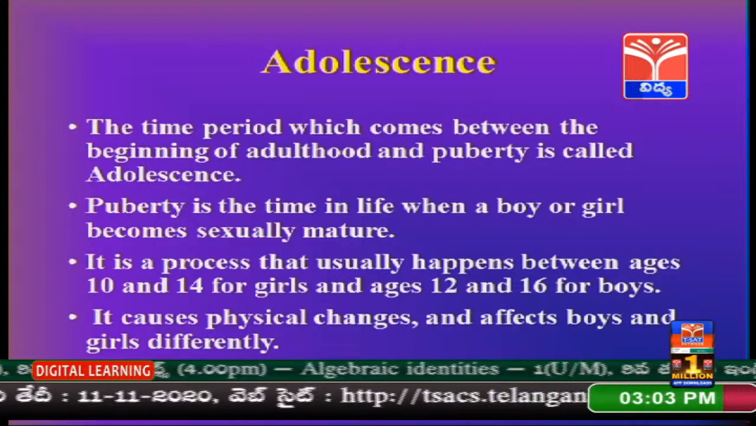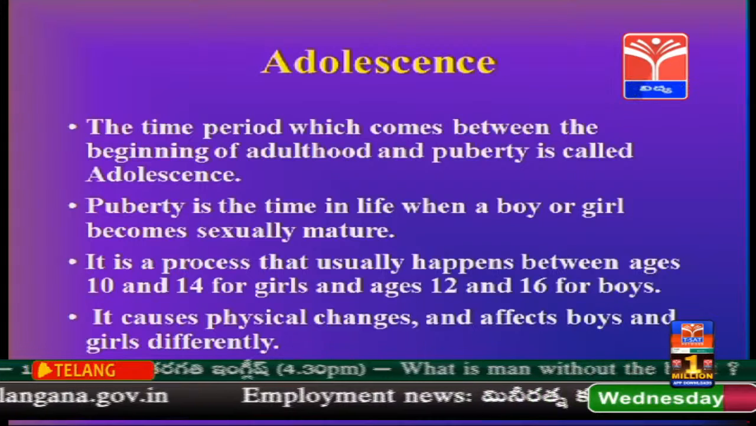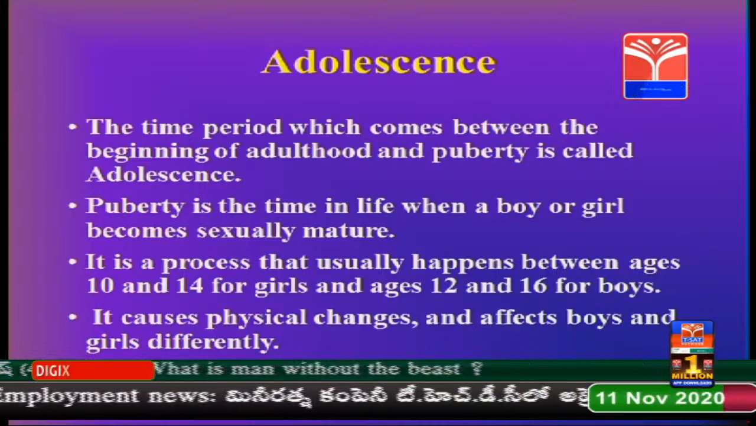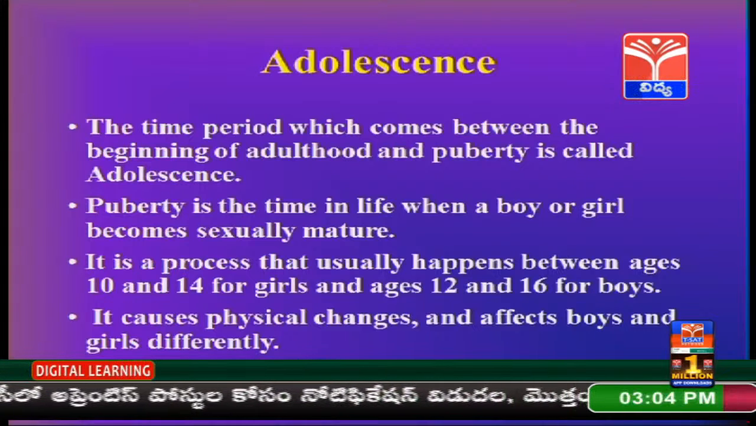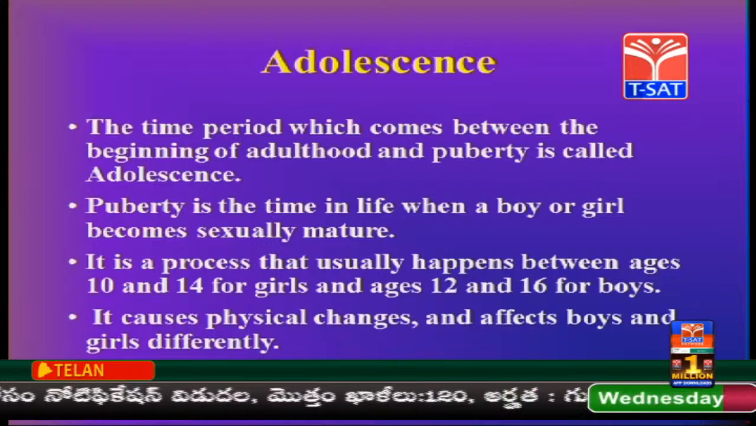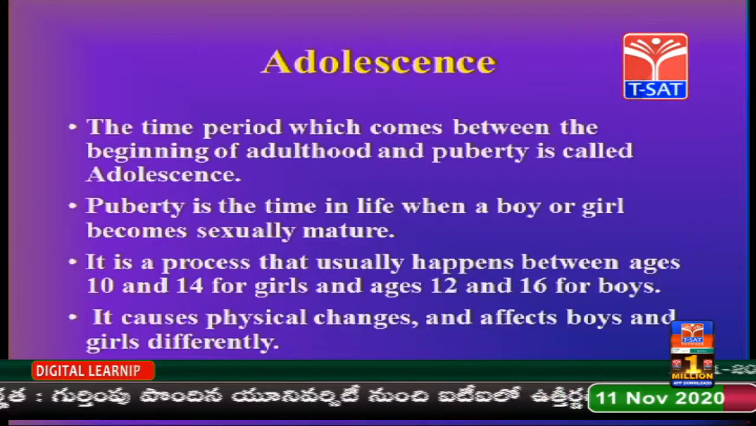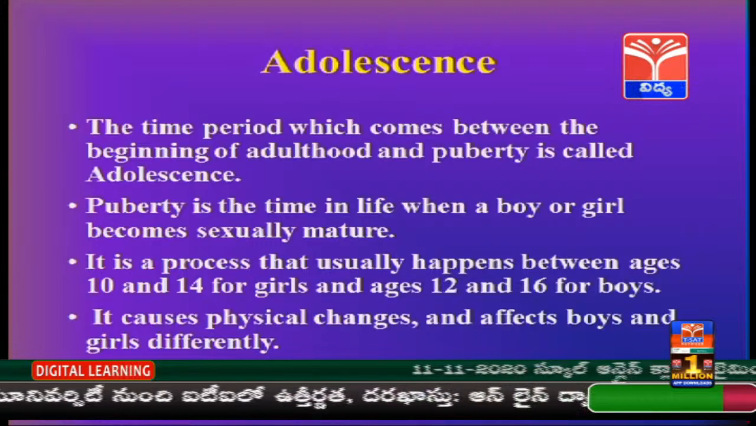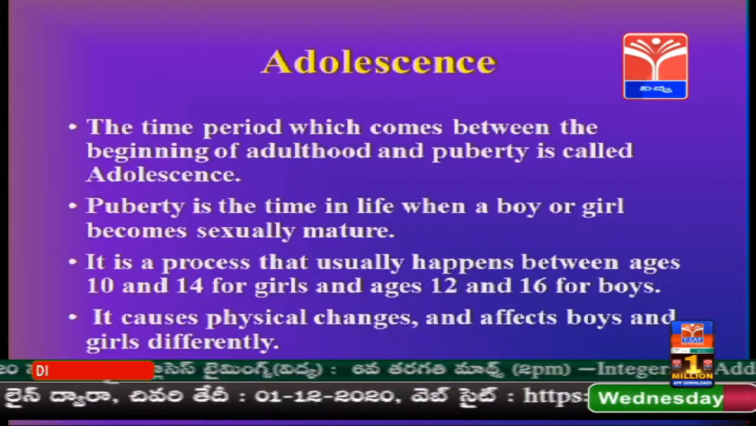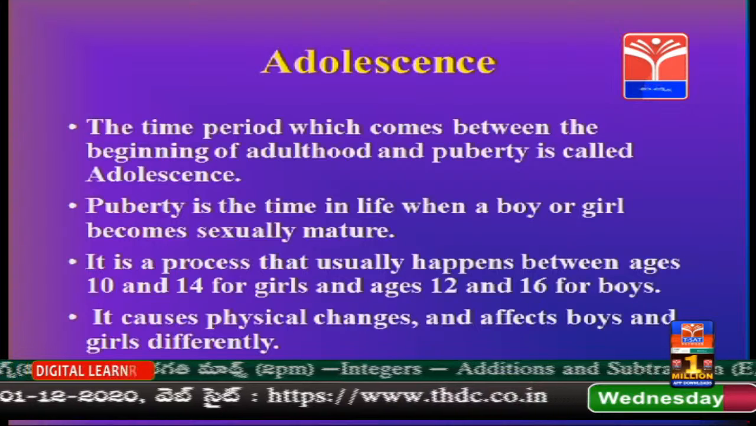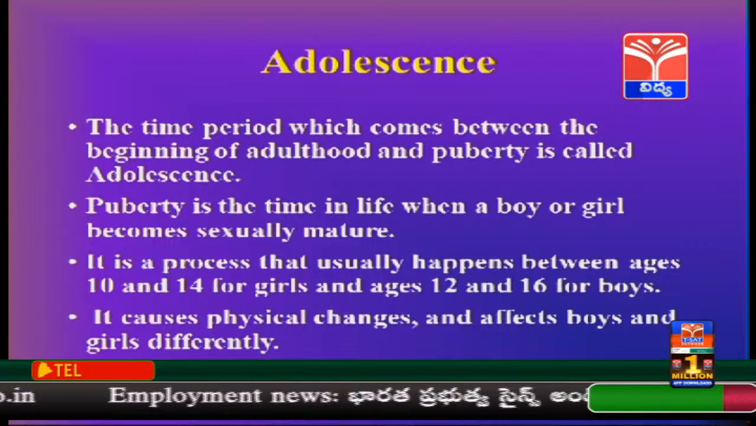You're totally grown up when you reach a stage of puberty, children. It is a process that usually happens between the ages of 10 and 14 for the girls and ages of 12 and 16 for the boys. This is the age of puberty. What are the changes occurring? There are physical changes which affect boys and girls, but differently based upon their genders.